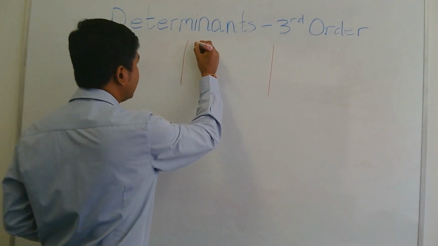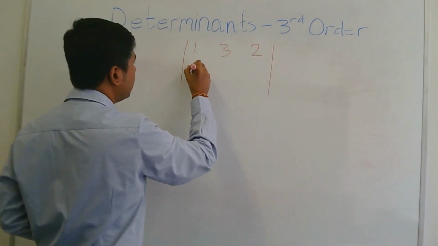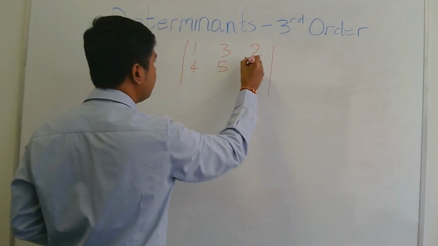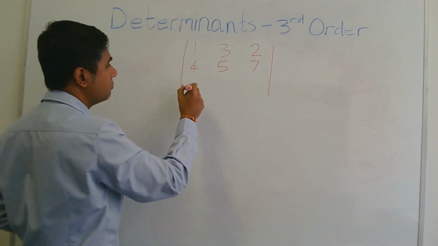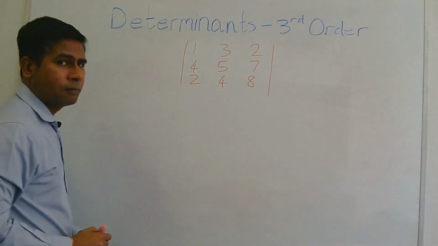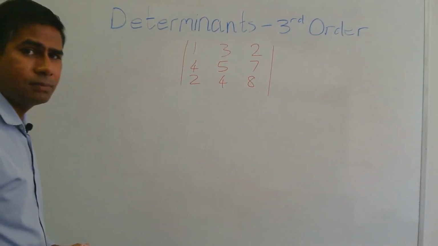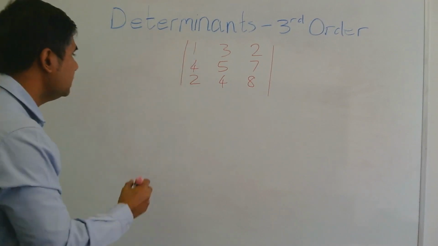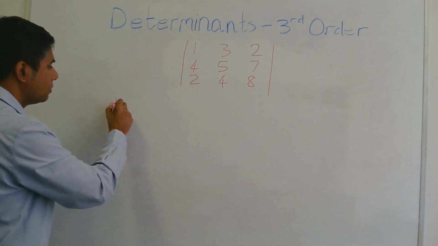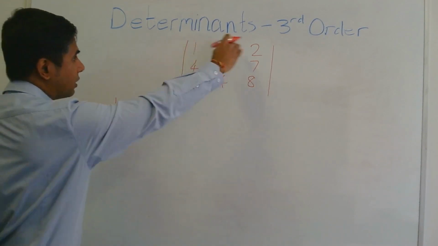So in the first row, we'll have 1, 3, 2, and then 4, 5, 7, and then 2, 4, and 8. And we now find this determinant by following that procedure. How we do it is that we take this first element, which is 1, and then we multiply it by the minor of 1.